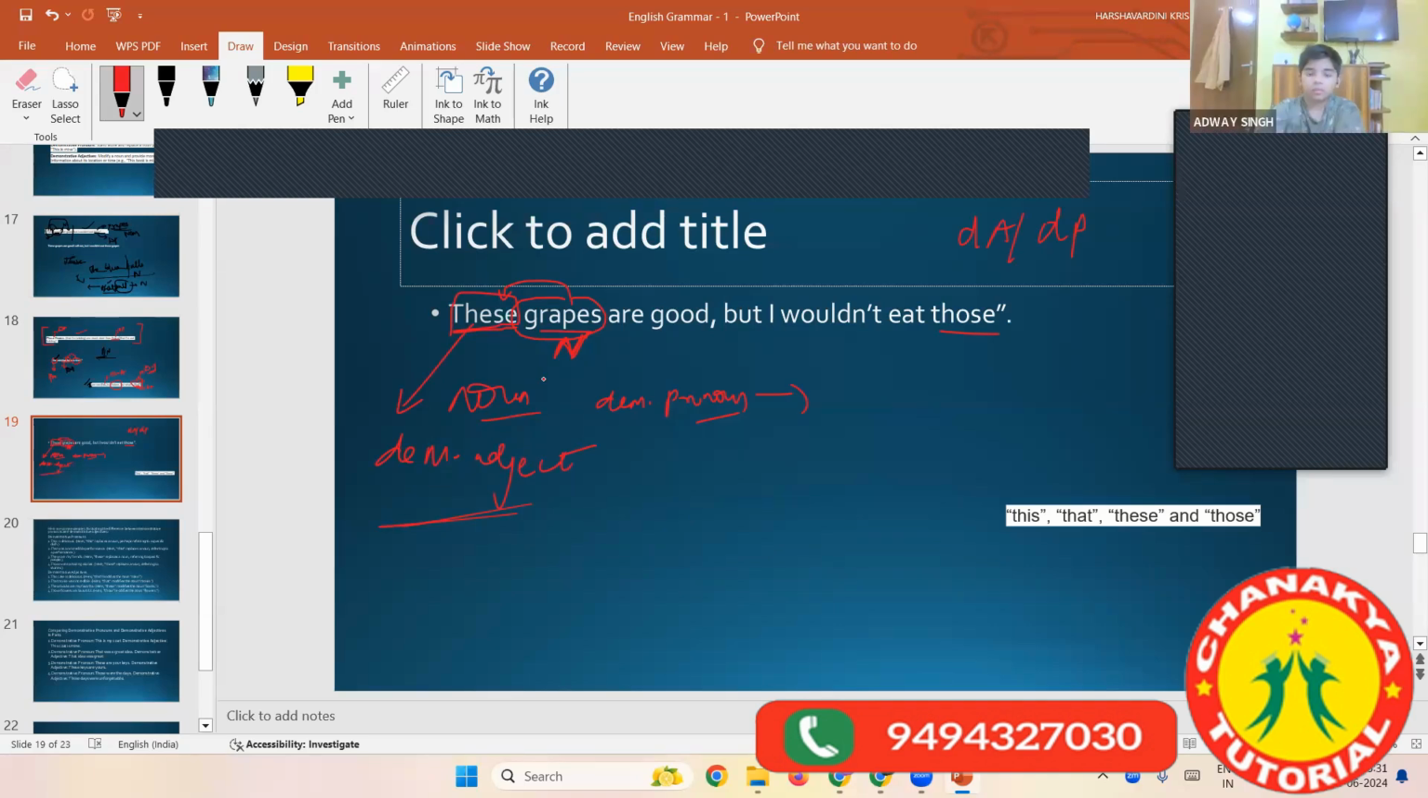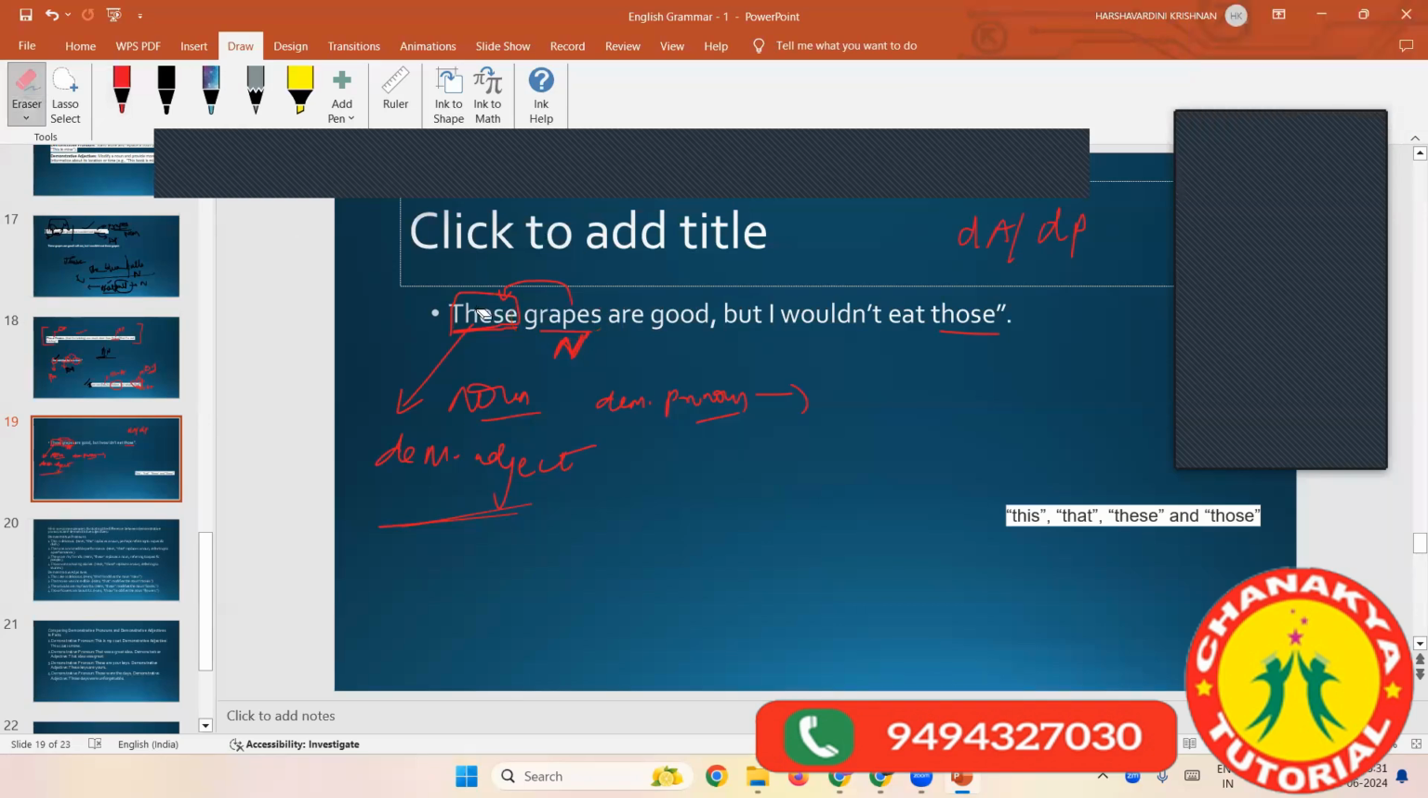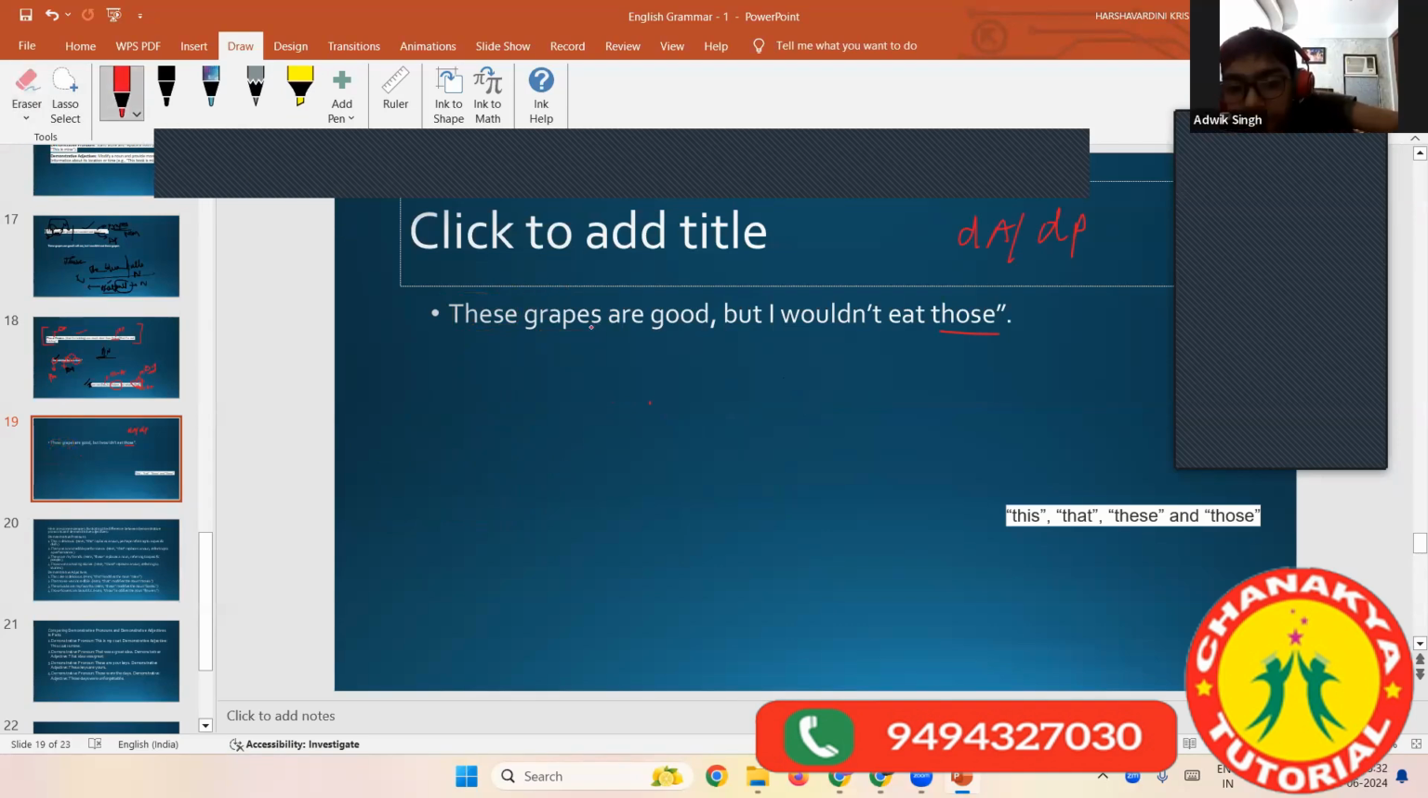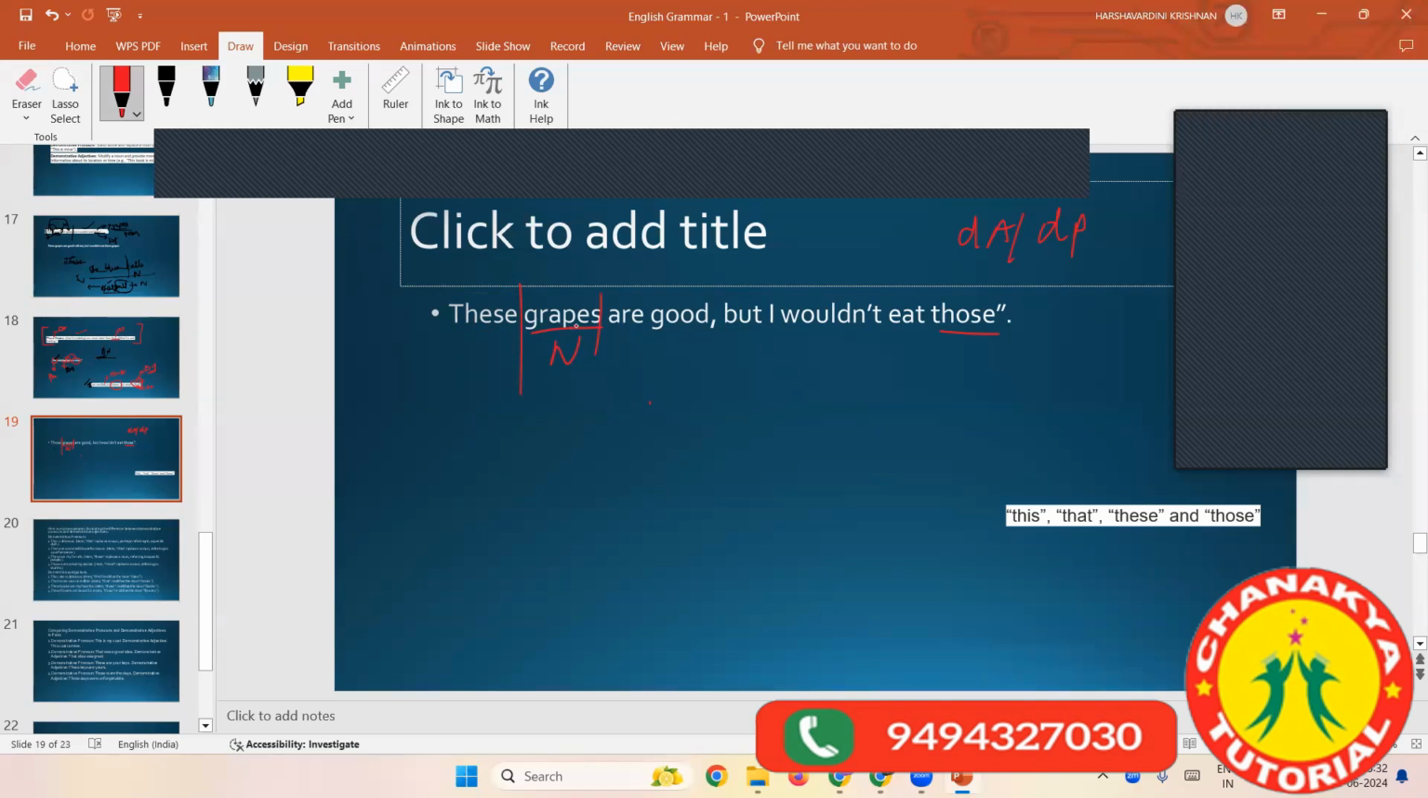No, ma'am, I didn't get that. See here. What is the work of a demonstrative pronoun? To replace the noun, correct? Yes, ma'am. So in this sentence, what is the noun? Grapes. Okay. So we already have the noun, so we don't want any replacement for this noun, correct? No, ma'am, we do not need any replacement.